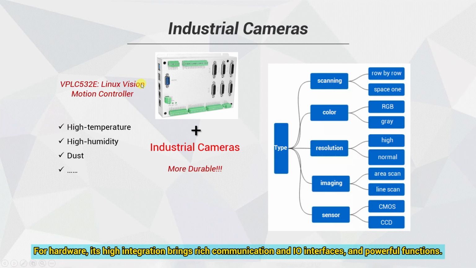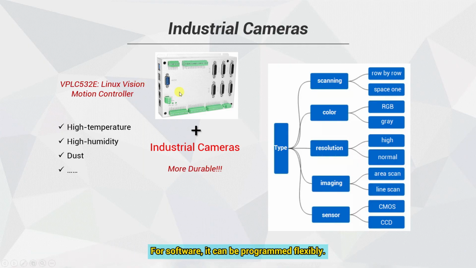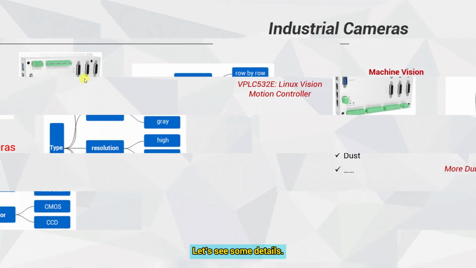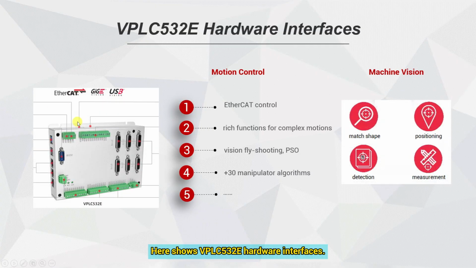For hardware, its high integration brings rich communication and I/O interfaces and powerful functions. For software, it can be programmed flexibly. You can program it by all kinds of PC languages or Zmotion RT Basic. Let's see some details. Here shows VPLC 532E hardware interfaces. It can be seen there are 2 gigabit Ethernet ports. For USB ports, USB 2.0 and USB 3.0. 1 EtherCAT, RS485, RS232, CAN. And 1 HDMI interface. It is like one small IPC.